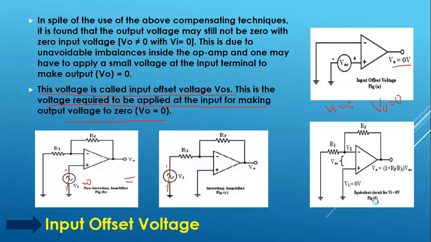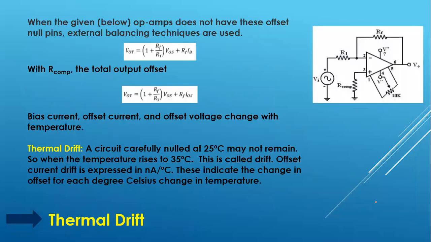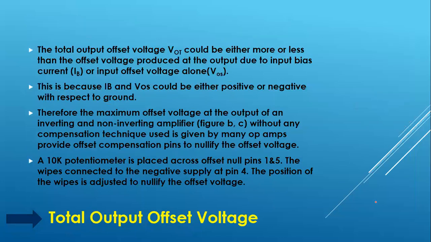Okay. Next one is total output offset voltage. So what does this total output offset voltage mean? This is the offset voltage produced at the output due to input bias current or input offset voltage alone. This is because IB and VOS could be either positive or negative with respect to the ground.